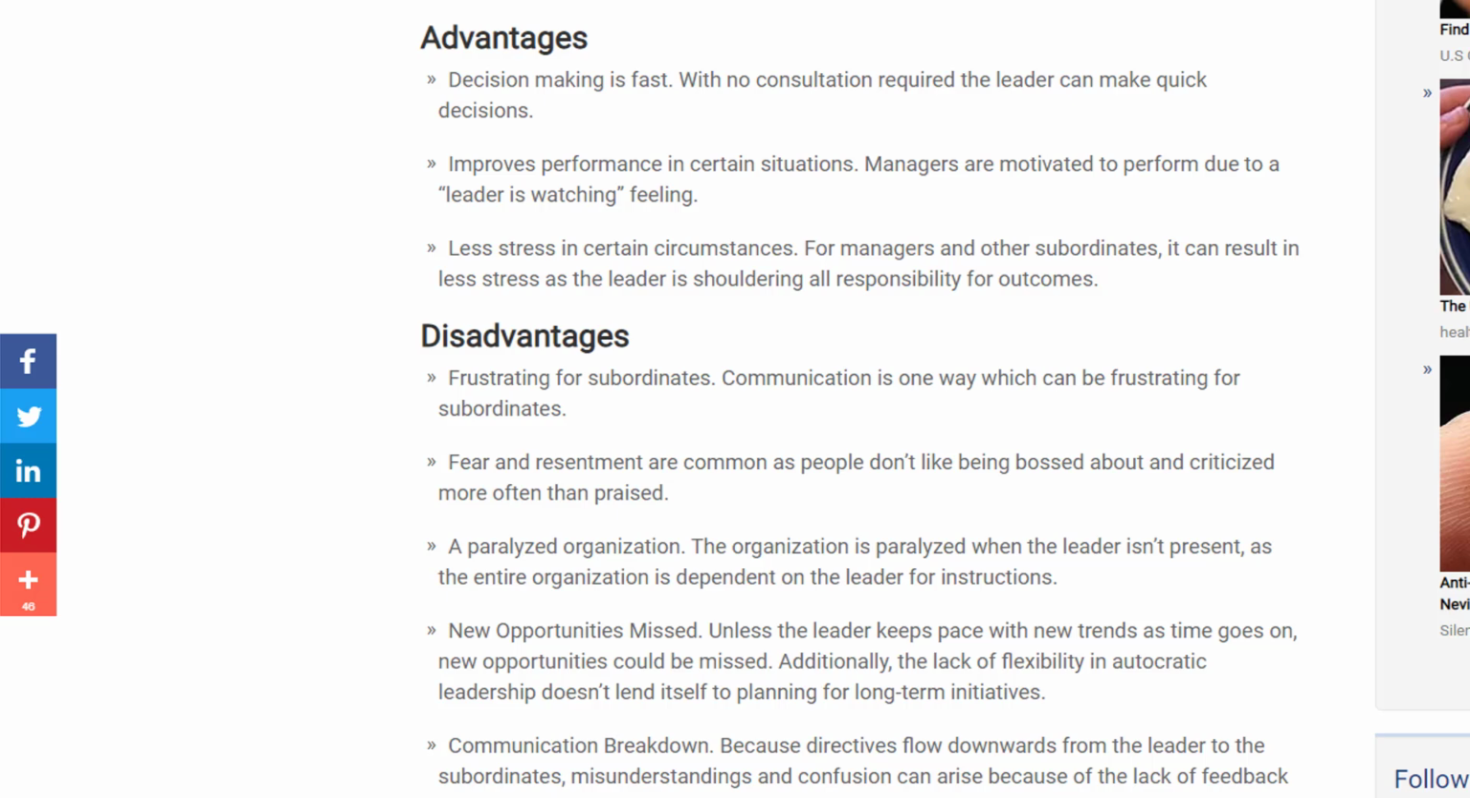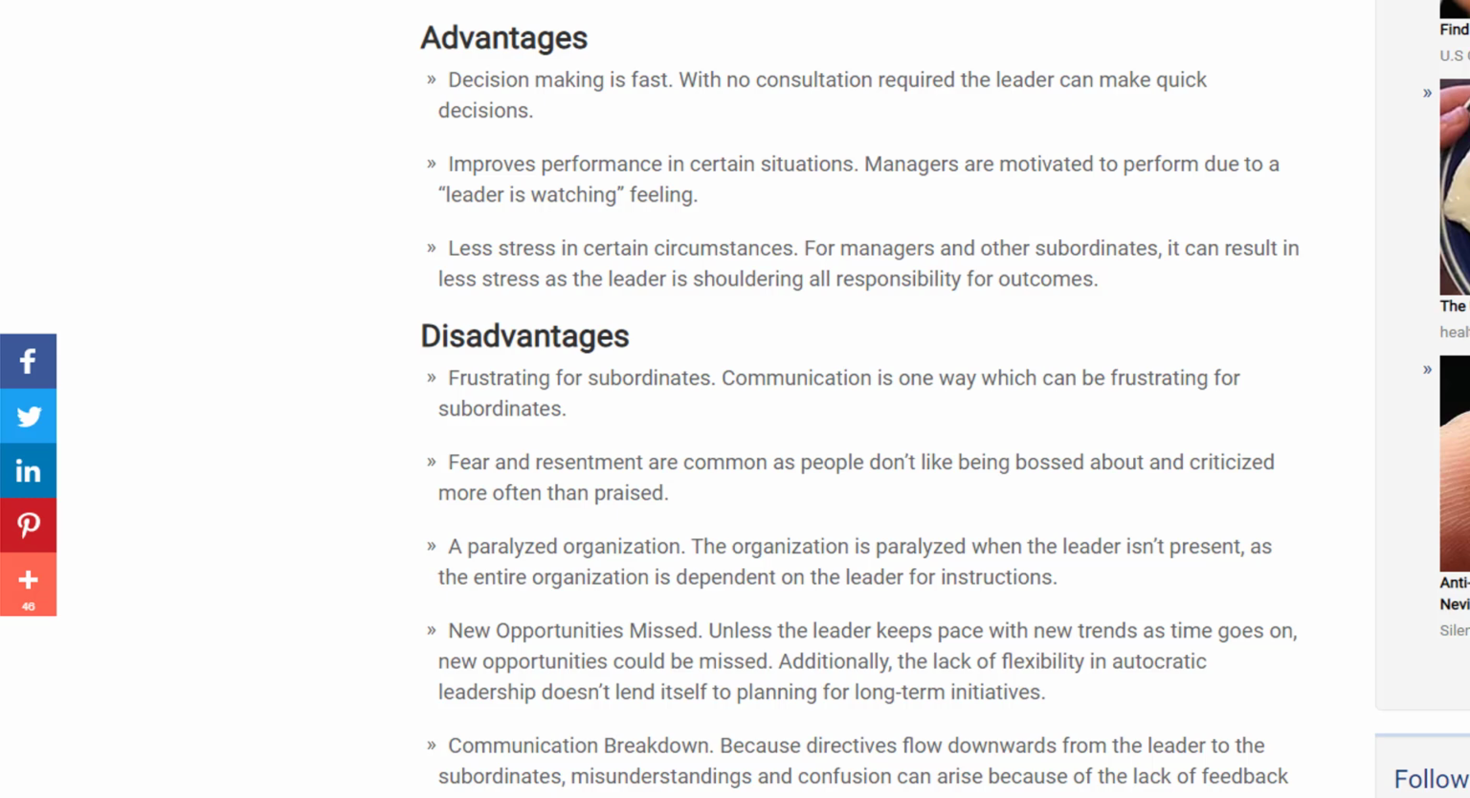Other disadvantages: new opportunities are missed unless the leader keeps pace with new trends. As time goes on, new opportunities could be missed. Additionally, the lack of flexibility in autocratic leadership doesn't lend itself to planning for long-term initiatives.